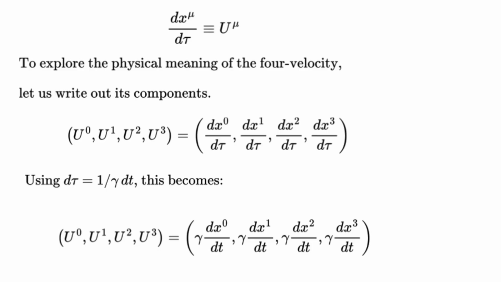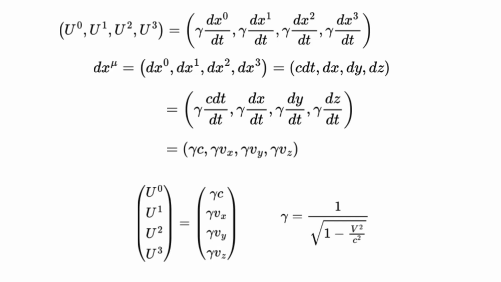To explore the physical meaning of the four-velocity, let us write out its components. Using dτ equals 1 over γ dt, this becomes... This shows the calculation process of expressing the velocity in terms of the coordinate components, so please pause and work through it at your own pace.